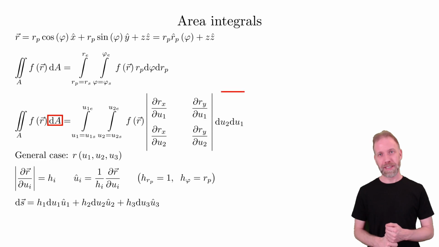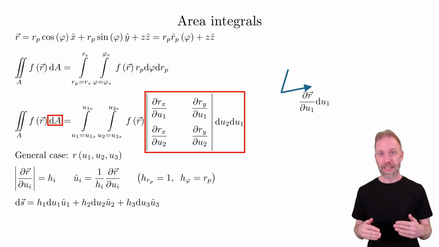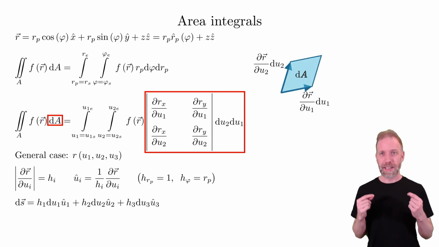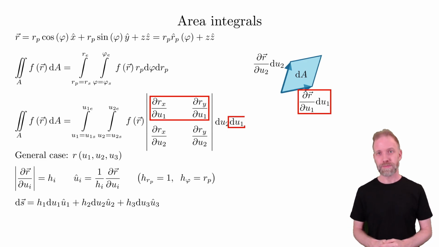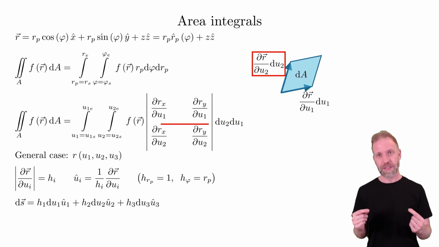Let us first explain the general expression for the area element. When we take the partial derivative of the position with respect to our coordinates, we get one vector of each coordinate. These will create a parallelogram, which will be the area element. Its area is obtained from the determinant of the two vectors. The first row is the first vector, and the second row, the second vector.